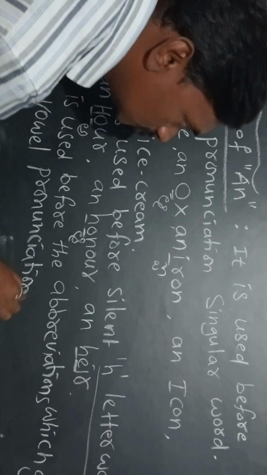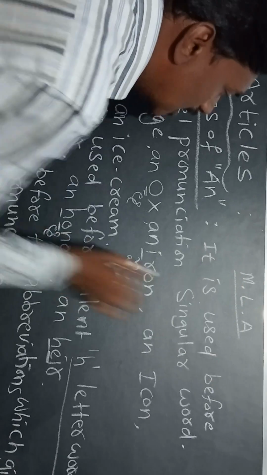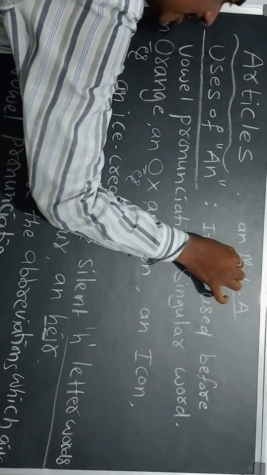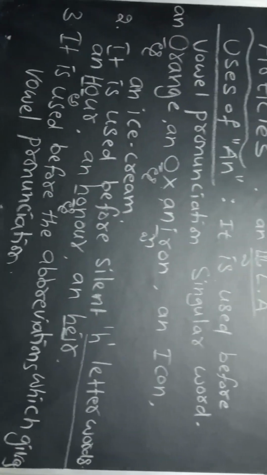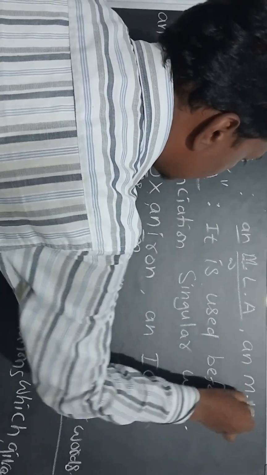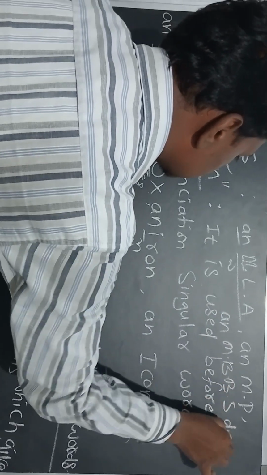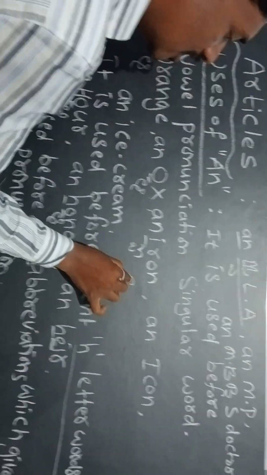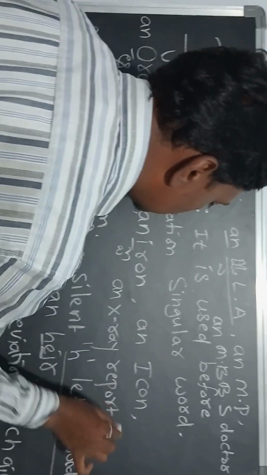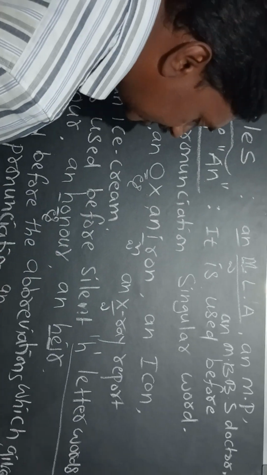For example, MLA. Here, this is the abbreviation form MLA. Before MLA, the starting letter is M and it gives the pronunciation of A, a vowel pronunciation. So, an MLA, an MP, an MBBS doctor, an X-ray report. Here the starting letter is X, and it gives the pronunciation of A. An X-ray report, an MA degree.